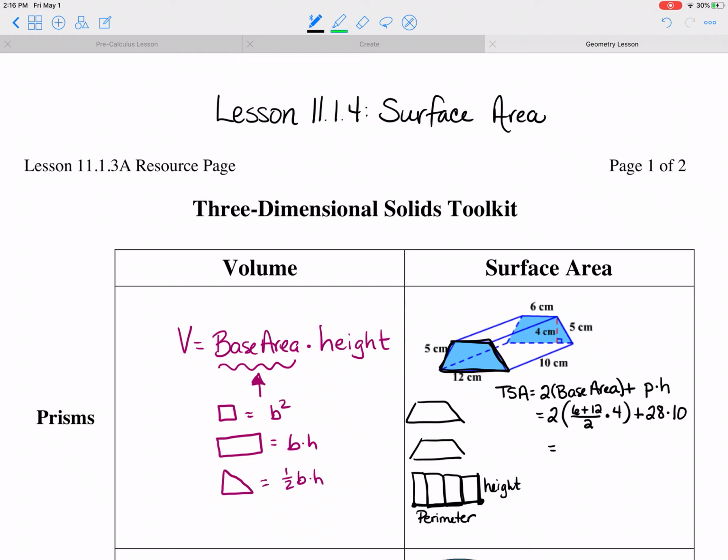So then you can calculate those. We're multiplying by 2 and dividing by 2, so that part of the operation can reduce to a 1. So we get 18 times 4. 18 times 4 is 72, plus 28 times 10 is 280. So we get a total surface area of 352 centimeters squared.